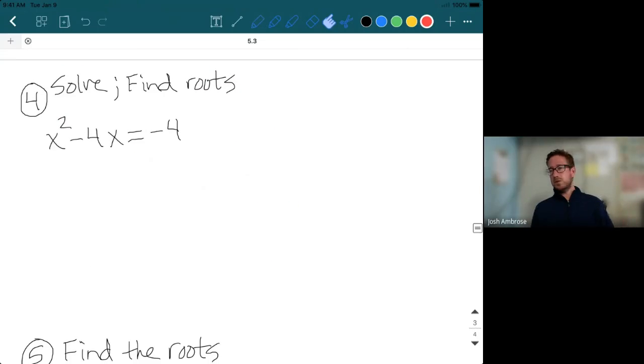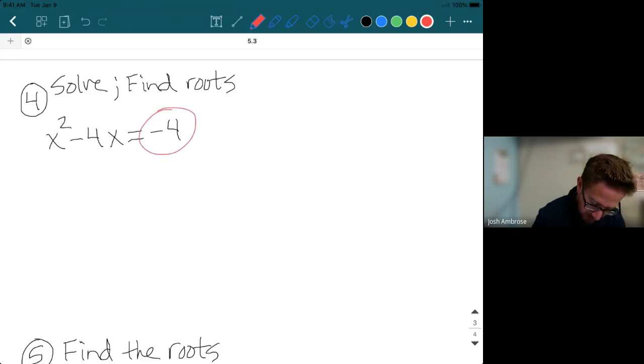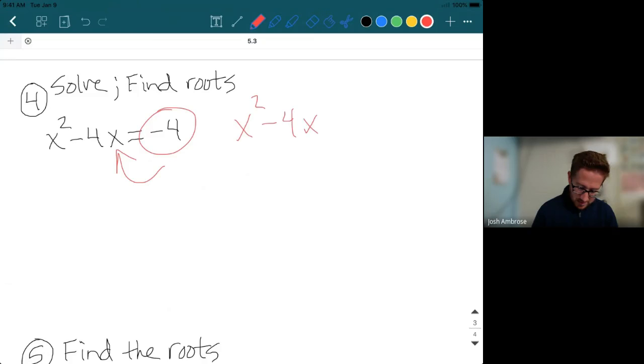Solve it, find the roots. Basically, that's saying the same thing twice, right? Find the roots, solve it. That's the same thing. So step 1, though, is we want to take that -4 and move it over. We want to create the trinomial. So now we're actually looking at x squared minus 4x plus 4. So now we have a trinomial. That means we probably could factor it.